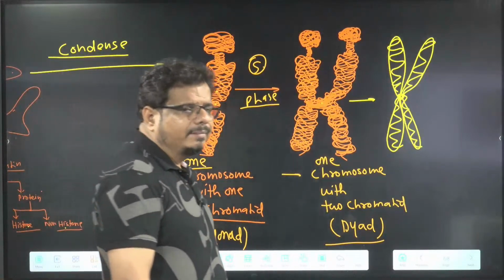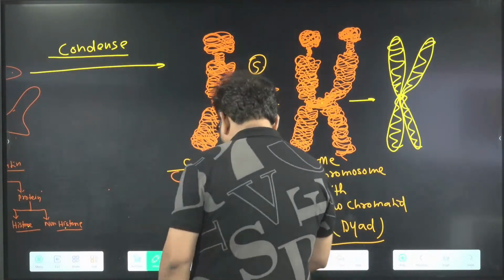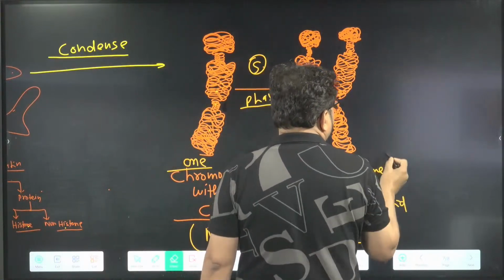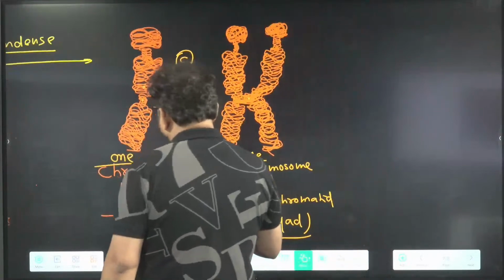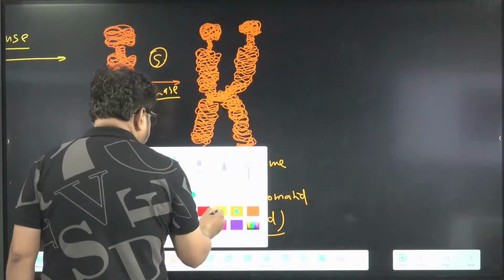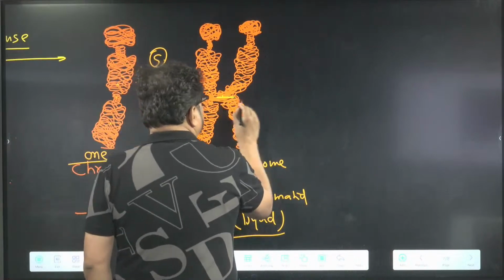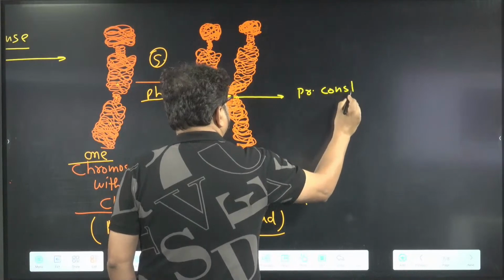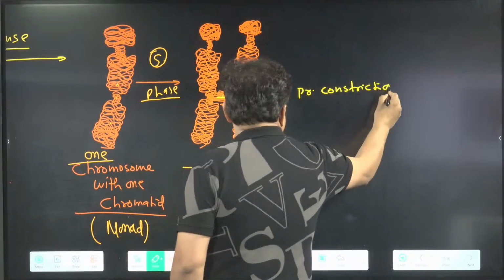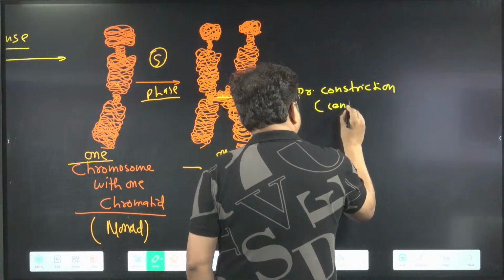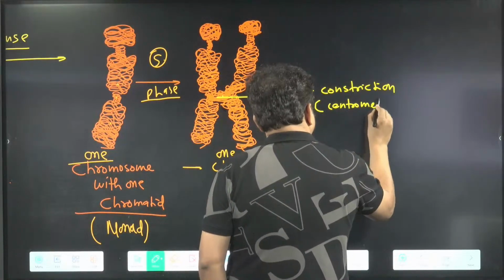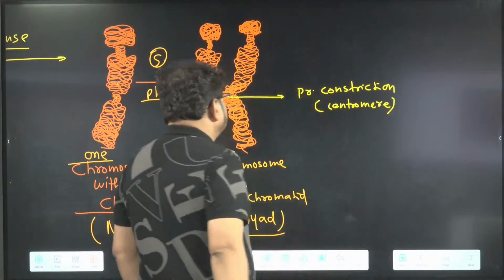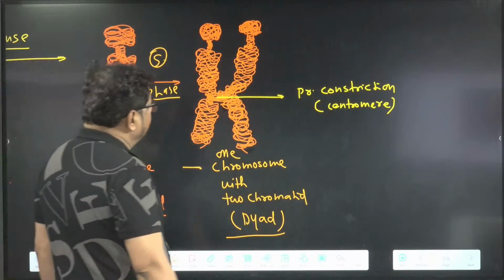Then I will go for the labeling of the chromosome. Just have a look now. Now I am going for labeling. So I am erasing this diagram for labeling purpose. I want a space. Look here. So this is called primary constriction, or it is called centromere. Centromere. Primary constriction or centromere.